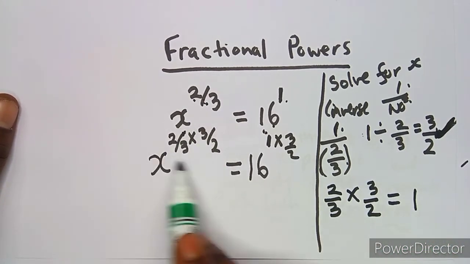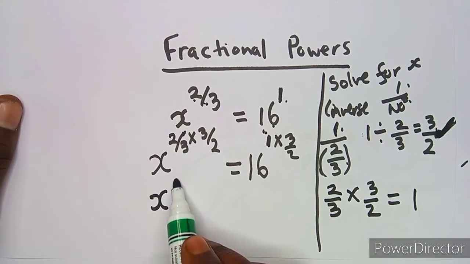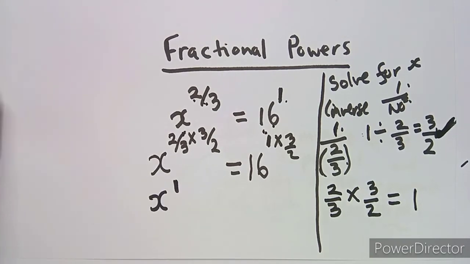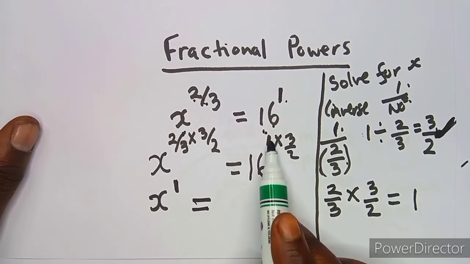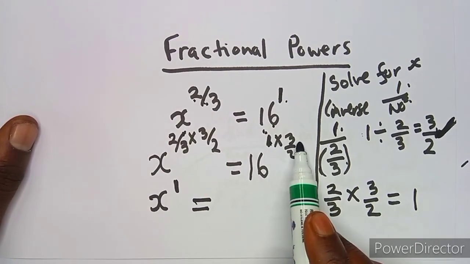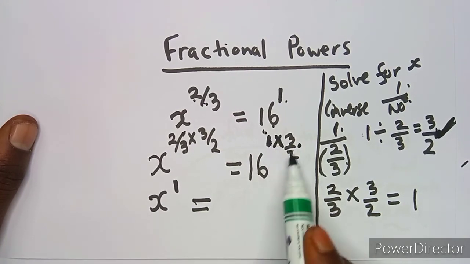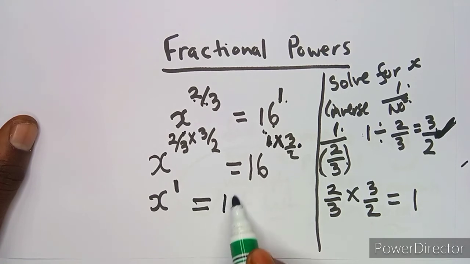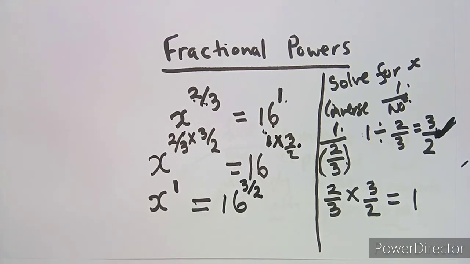So this part is going to give us a 1, which means we are left with x to the exponent of 1, which is the same as x. So x to the exponent of 1 is equal to 16 to the exponent of 1 times 3 over 2. Because these are multiplying, it's just 1 times 3 over 2, and 1 times any number remains as it is. So it's 16 to the exponent of 3 over 2. This is what you're going to have.